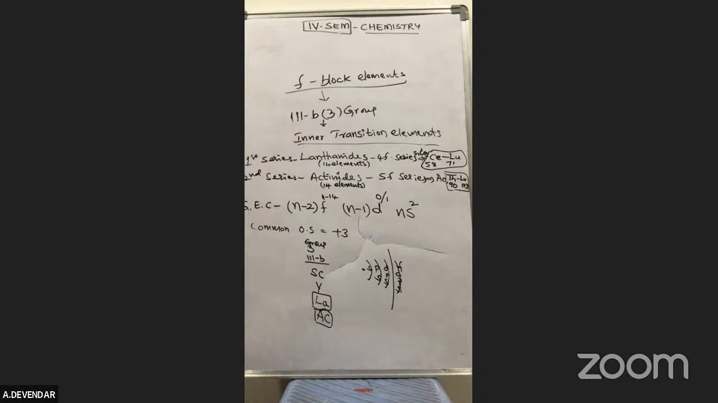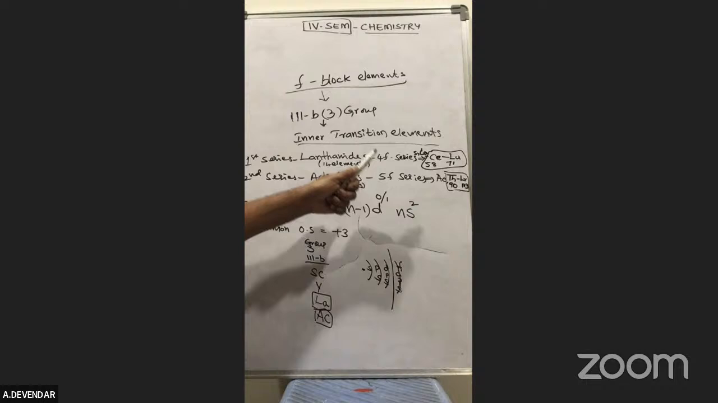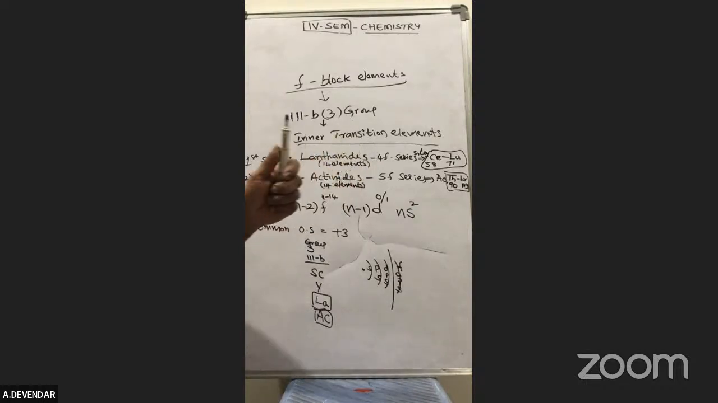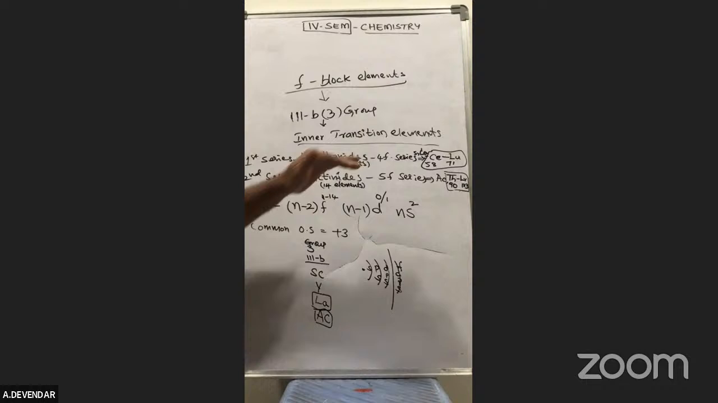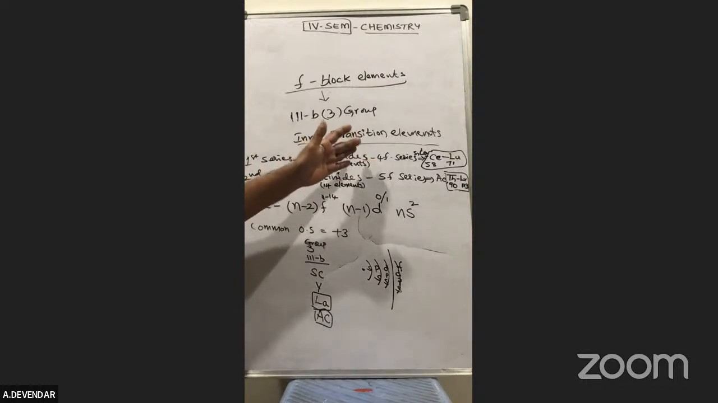And also, when you burn them in air, these particular 4F series elements, cerium to lutetium, form superoxides, that is, peroxides. The peroxy nature means a bond is formed between oxygen and oxygen. That is called a peroxy bond. So here the 4F series is more reactive because of that.